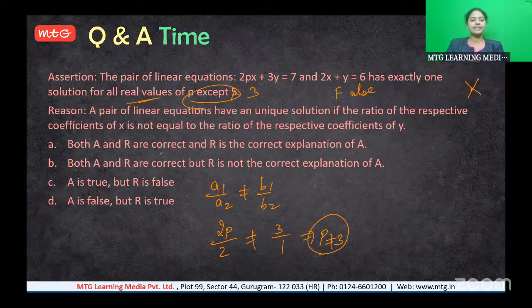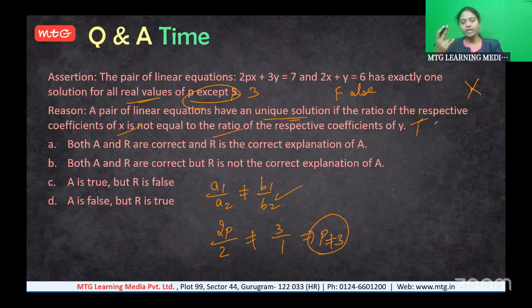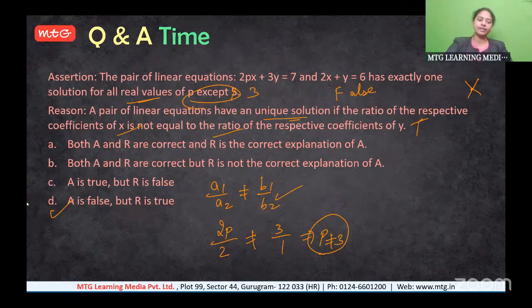Now coming to the reason, a pair of linear equations has a unique solution if the respective ratios of the coefficient of x is not equal to the coefficient of y. So of course, this is the true statement which talks about consistent equations with the one solution condition. So that is true. So A is false and R is true. This is the right answer.